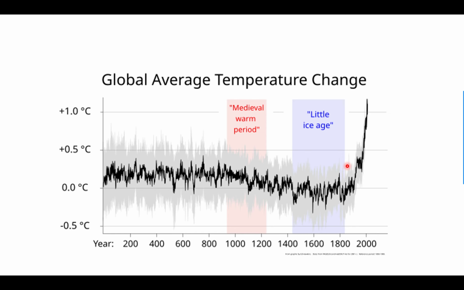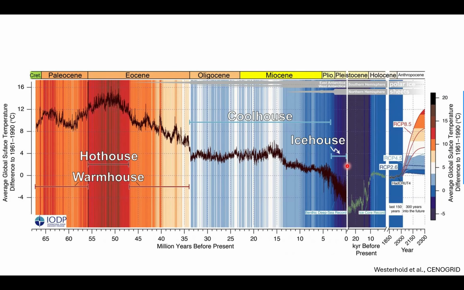That's what is fueling a lot of the things that are happening, whether it be demands for mitigating climate change or adapting or a lot of other things. And yeah, this is a map published by a collaborative study called CenoGrid.